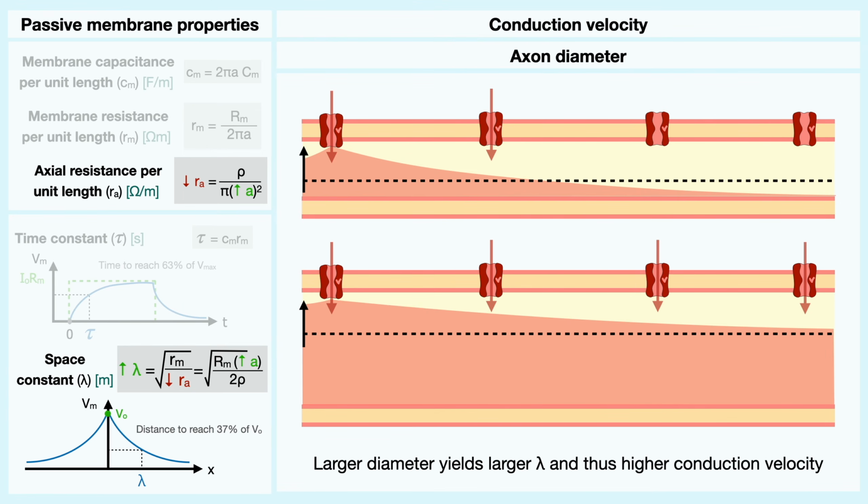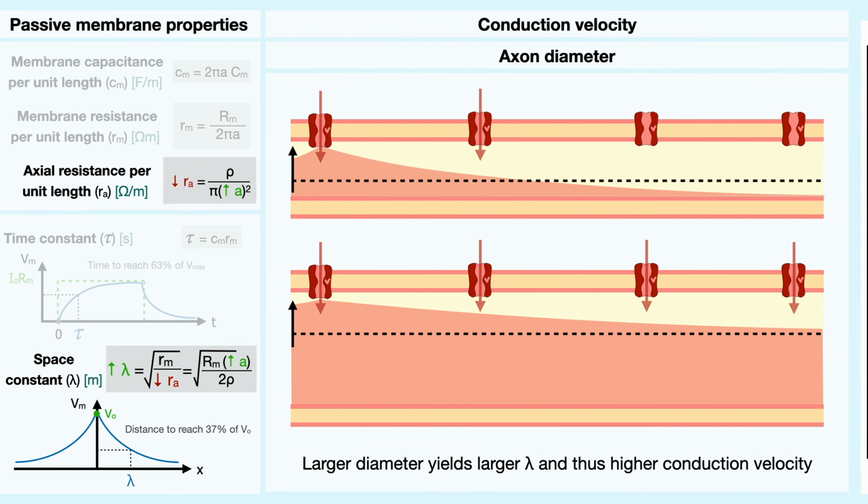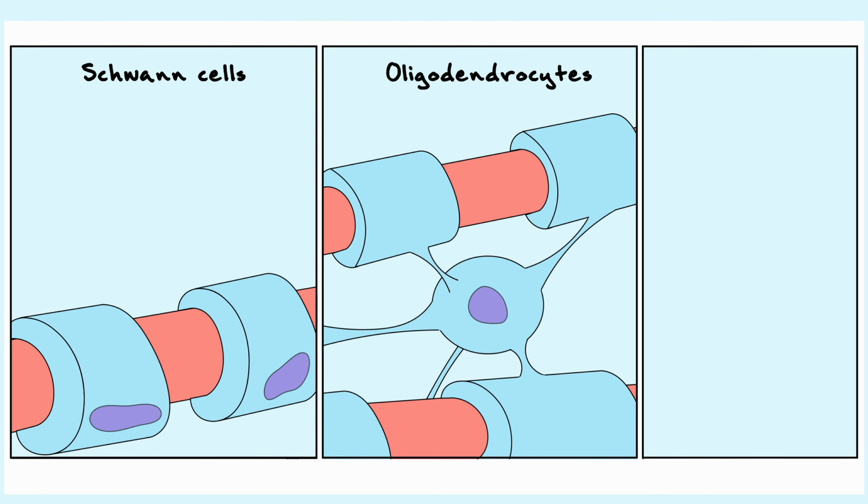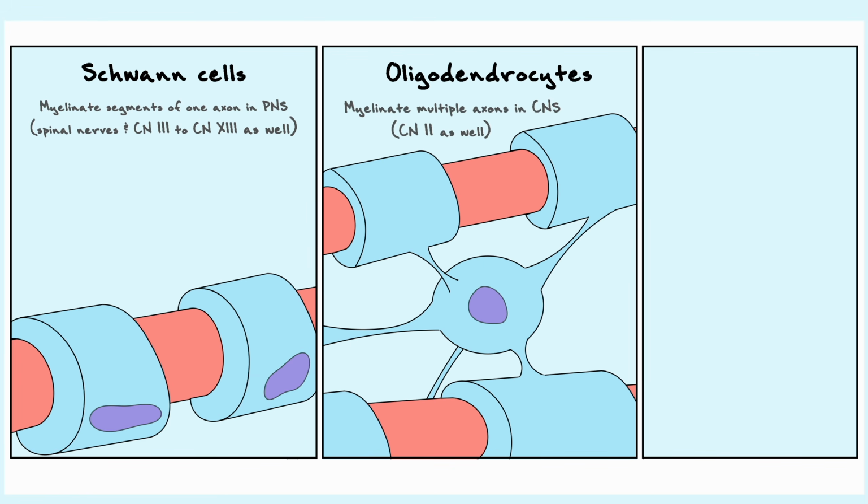Now, to understand the second mechanism, we first must discuss where myelin comes from. Myelin is provided in the body by two different specialized glial cells, the Schwann cells and the oligodendrocytes. Schwann cells myelinate individual segments of the axon in the peripheral nervous system, as well as the spinal nerves and the cranial nerves 3 to 12. Oligodendrocytes myelinate multiple axons, sometimes up to 30, in the central nervous system. Oligodendrocytes are also responsible for myelination of the second cranial nerve.